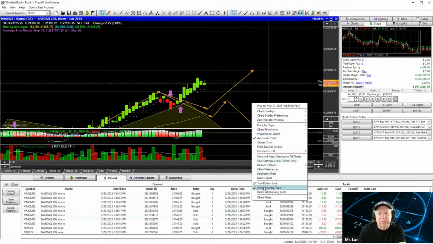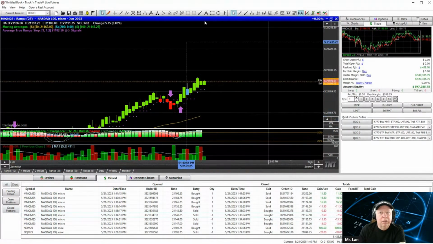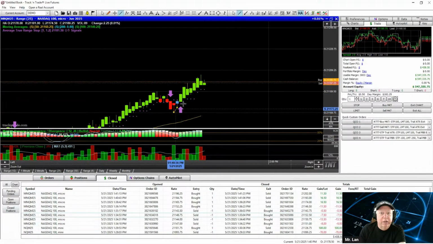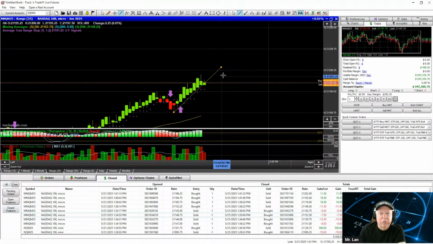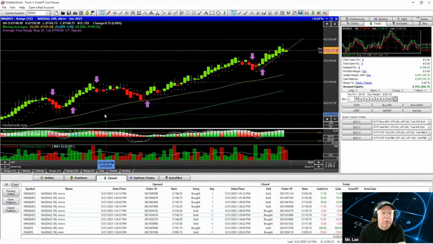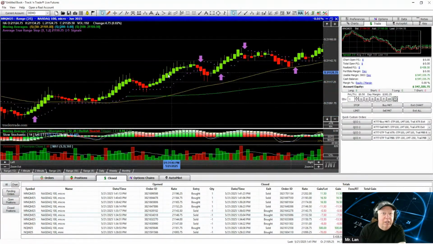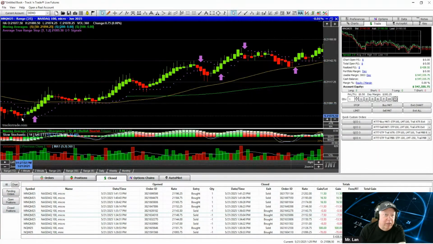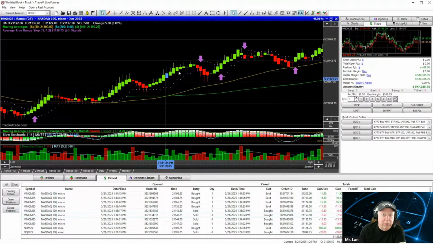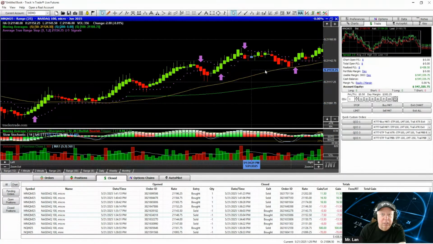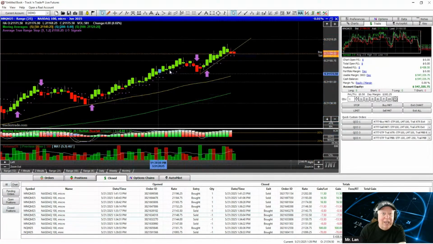Let's get rid of these drawing tools. Another little nice trend right up underneath, but the problem is it's not very clean, not very smooth. We like clean, smooth moves. Look at how clean and smooth it was back here. Look at these beautiful, nice little trends. They weren't very long, but they were nice and smooth and easy to trade. Look at the difference between these and what's going on now.